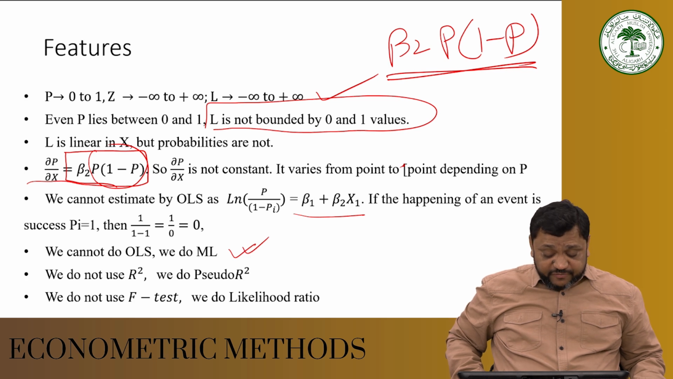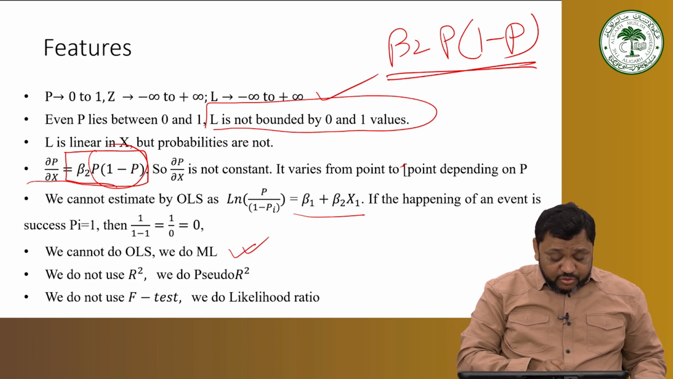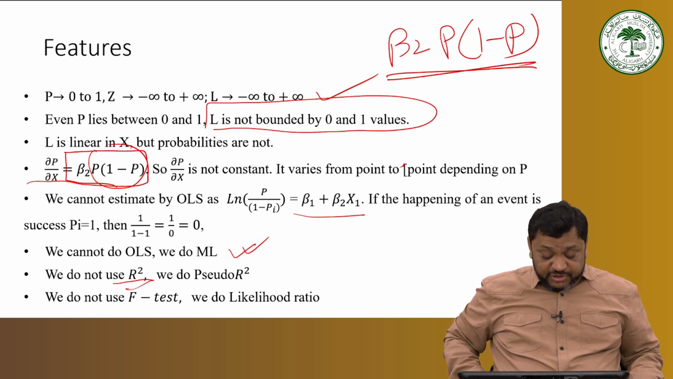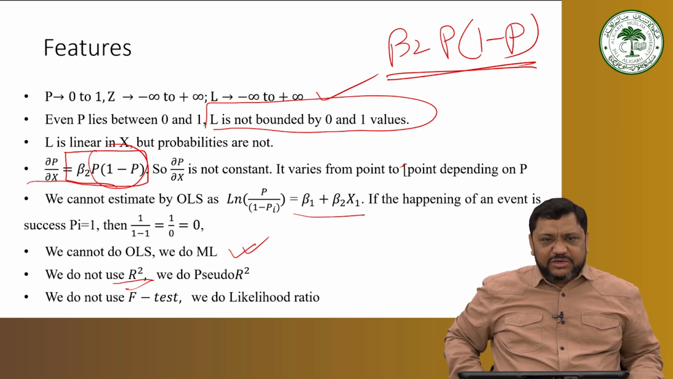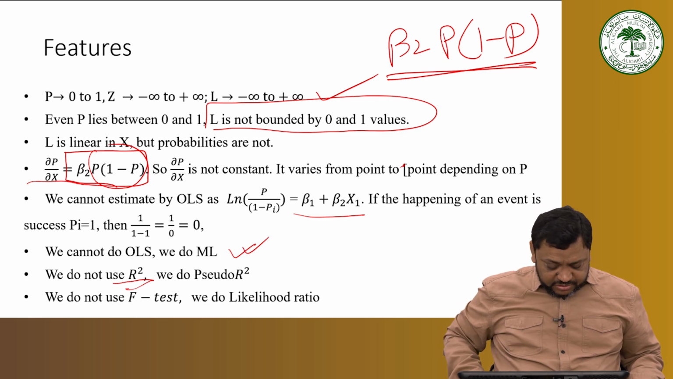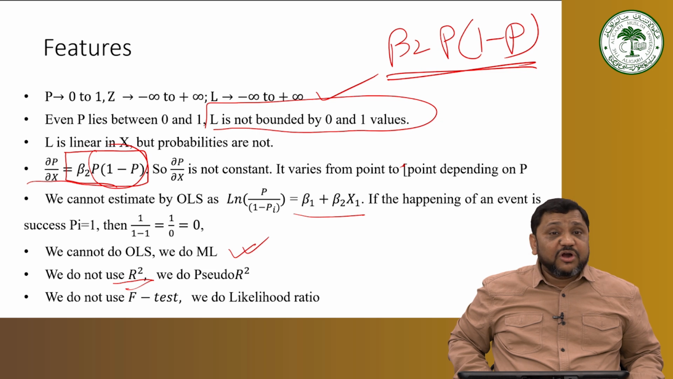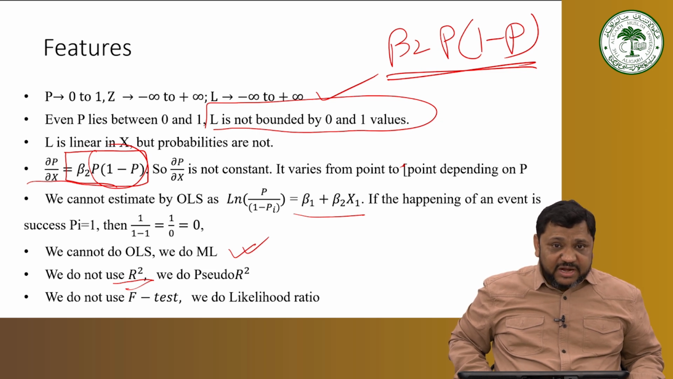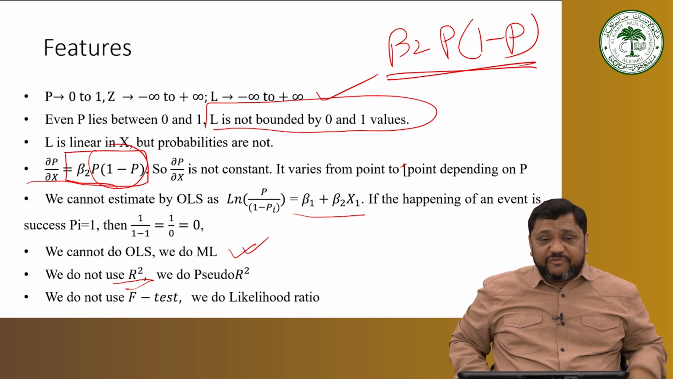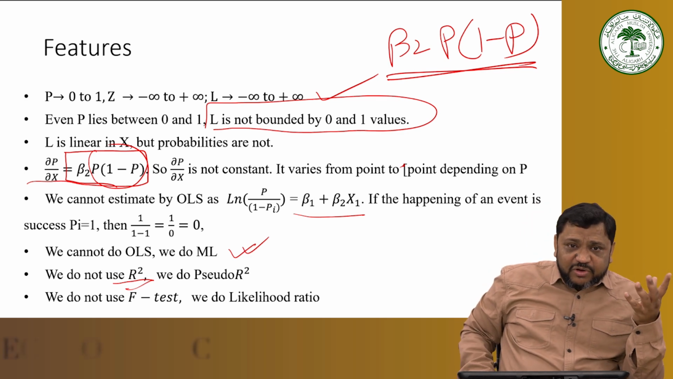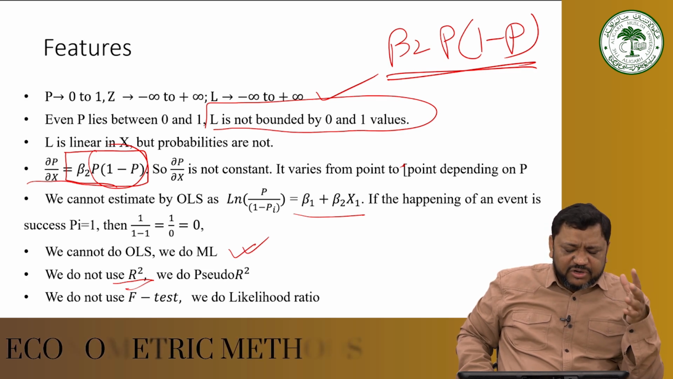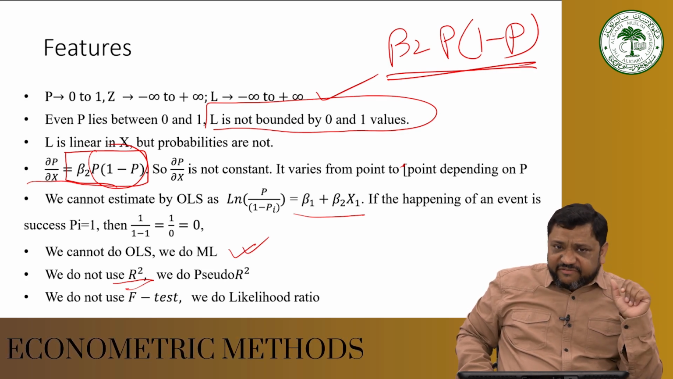Now, what is the case over here is that we do not use R square. We use things like pseudo R square. They are not exactly R square, but they are called pseudo R square. We will see to it. And again, we do not use the F test for the analysis of variance. Rather, to check whether the model is fit or not, whether your R square is significant or not, we do this F test in OLS.